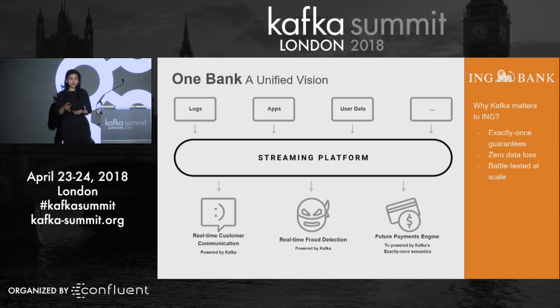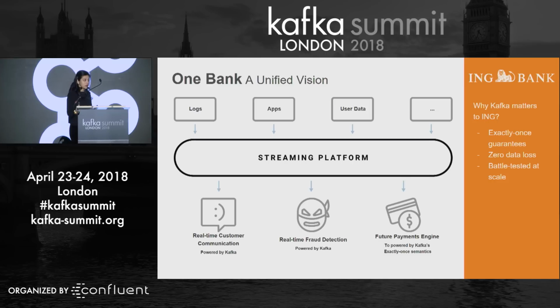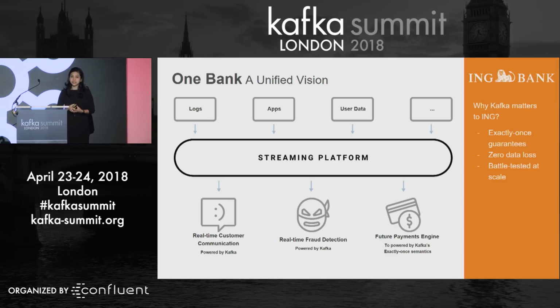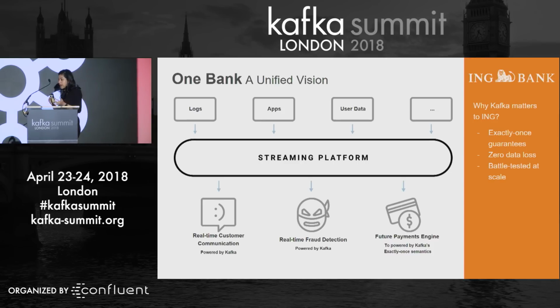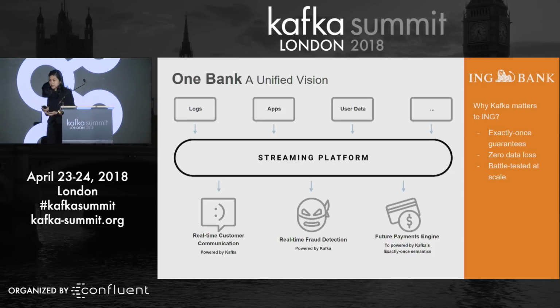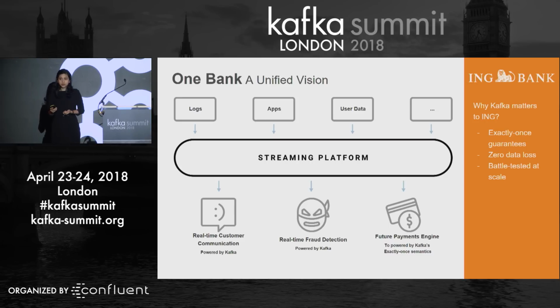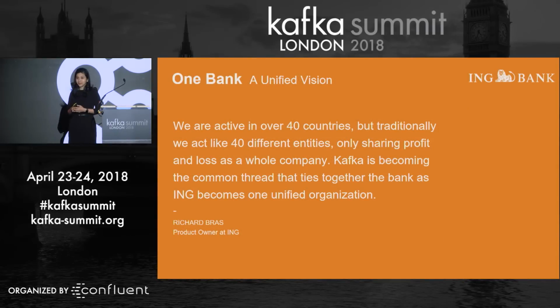ING's trust in Kafka has grown over a period of time to a point where today, I'm really excited that they have some experiments in place to move one of the most critical applications in banking over to Kafka, the payments platform. Now, this is still in its early stages, but what mattered to ING before even undertaking this experiment were Kafka's exactly-once guarantees, ability to never lose a message, and the fact that it is battle-tested at scale. So as more and more applications at ING move over to Kafka, they're gradually realizing their One Bank vision.